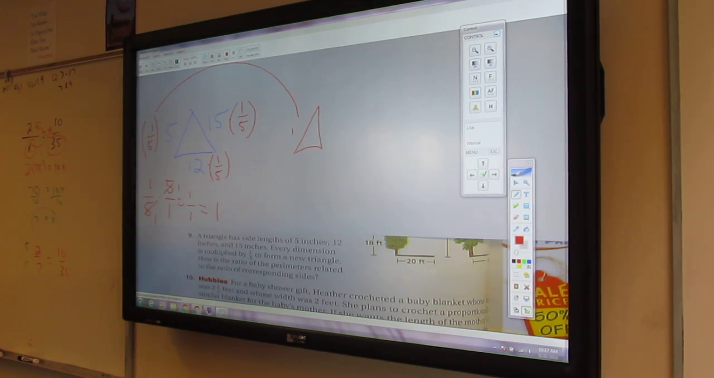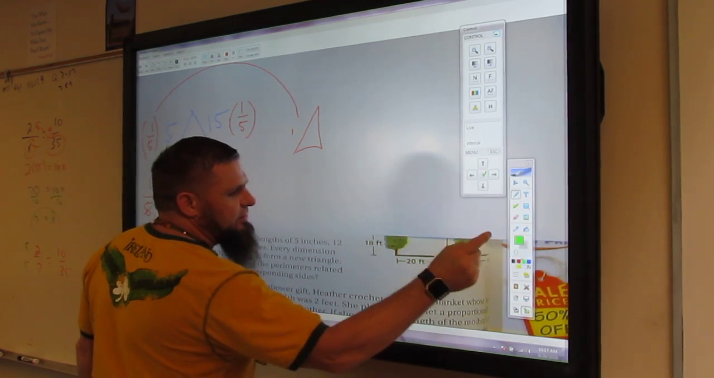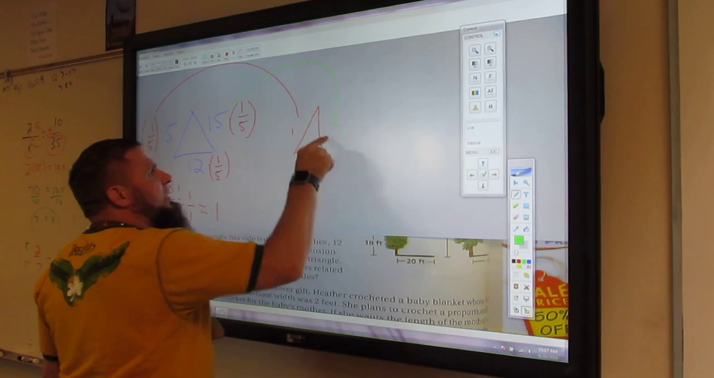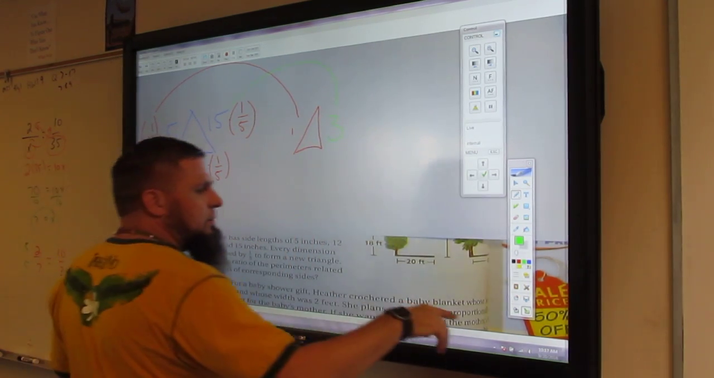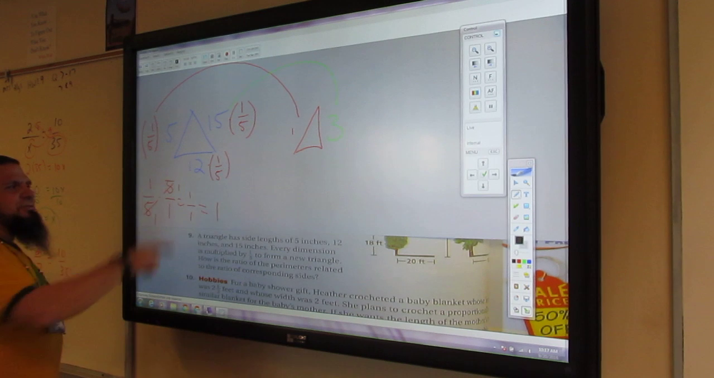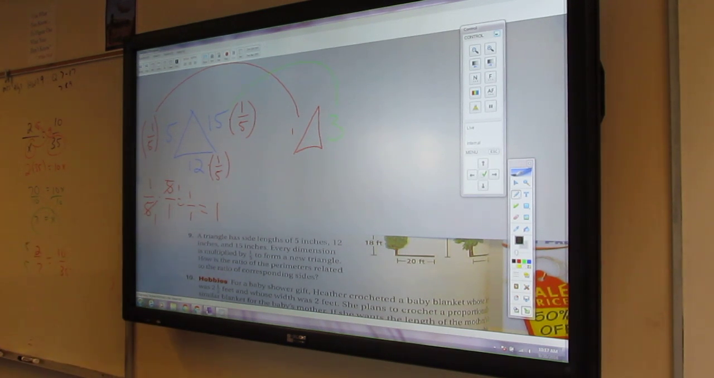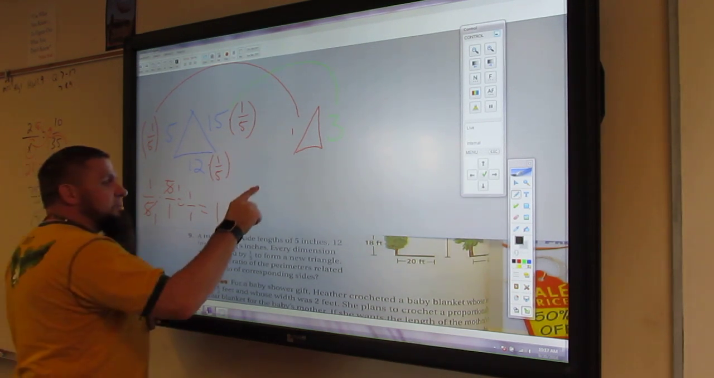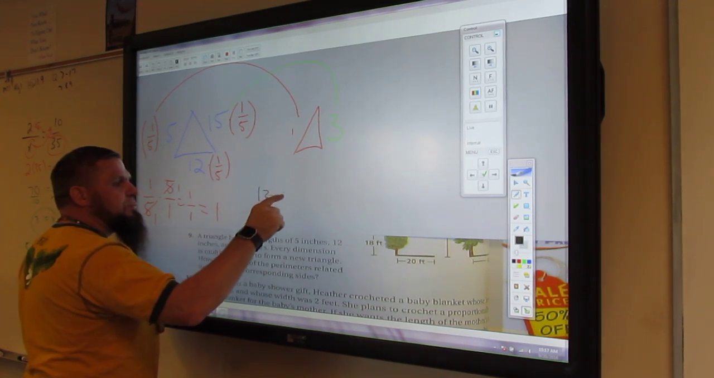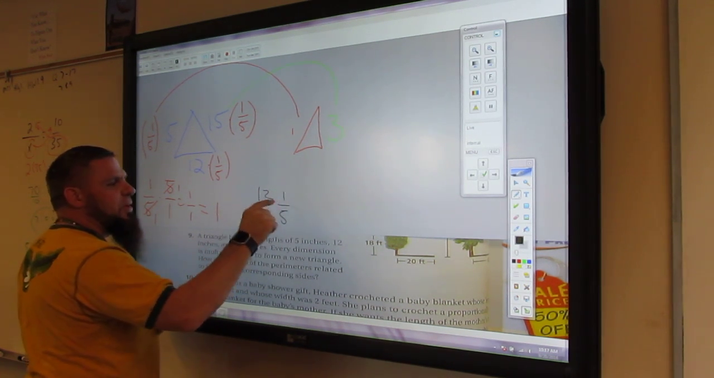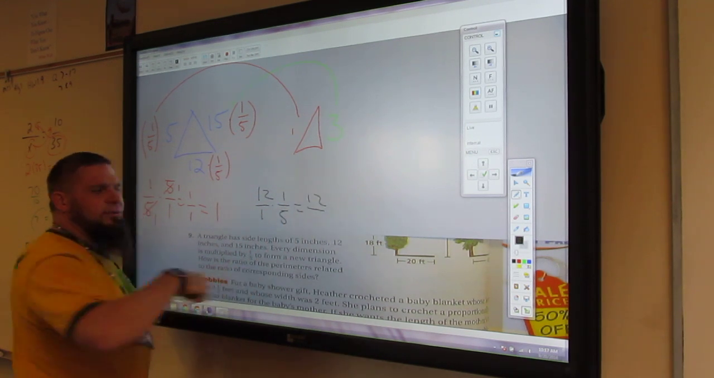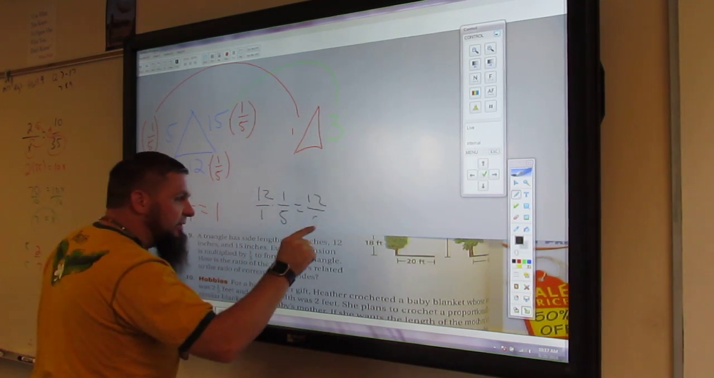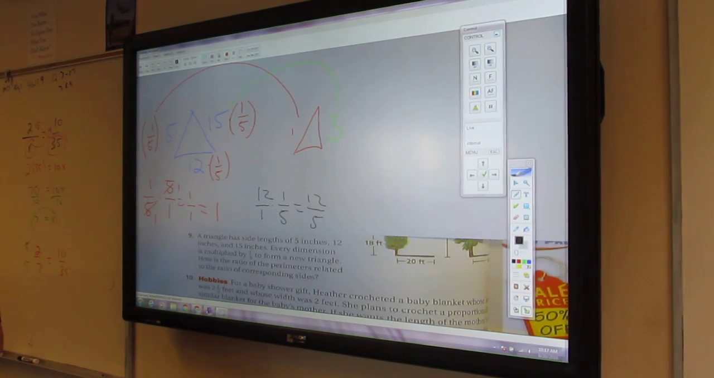Okay. So how many 5s are there in 15? 3. See? A little easier to think of it that way, right? So that would be 3. And then, how many 5s in 12? Oh, that's a little difficult. 2 and 5. Close. So think of it like this. It's basically 12 over 1 times 1 over 5. So that would be 12 times 1 is 12, and 1 times 5 is 5. So 12/5, right?